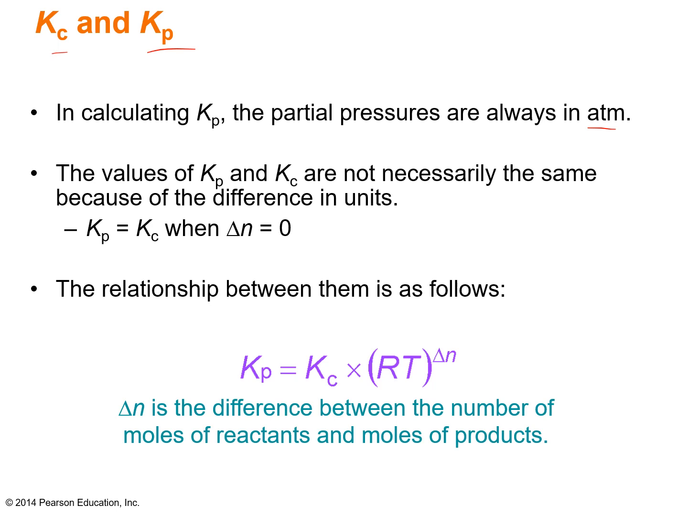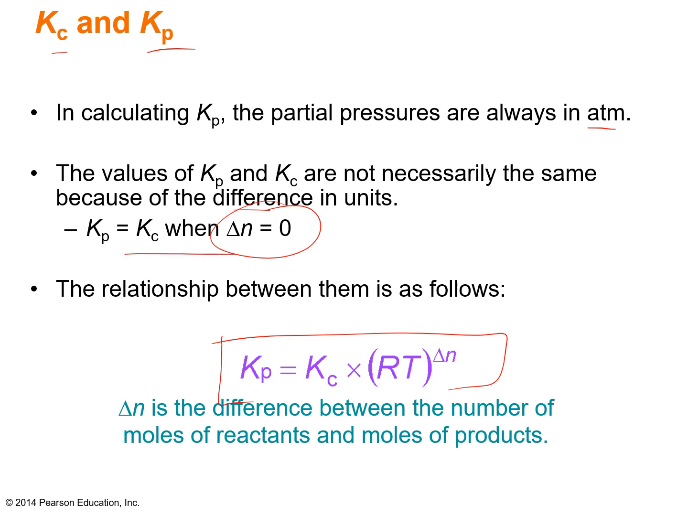Notice, when we're using Kp, we're dealing with atm. When we're dealing with concentrations, we're dealing with most likely molarity. Kp is only going to equal Kc when you do not have a change in moles. So moles is what's going to make these different. Because remember, they are ratios, so at the end of the day, they should be pretty similar. The only reason they wouldn't be similar is because the number of moles changes between the two sides. The relationship between them is represented using this formula.